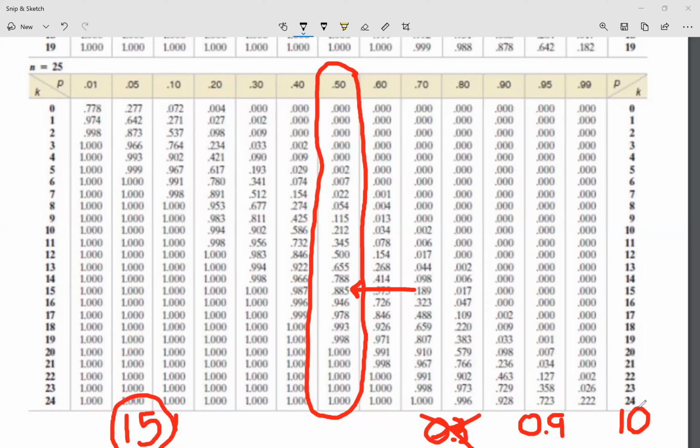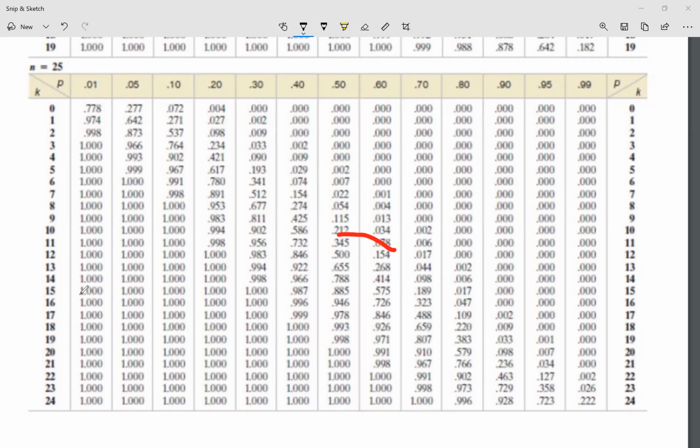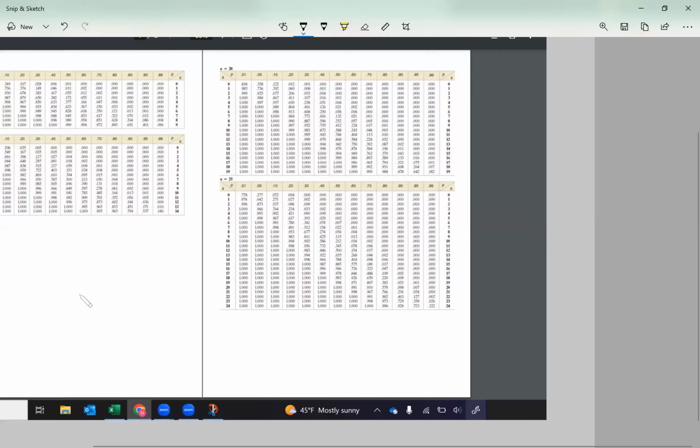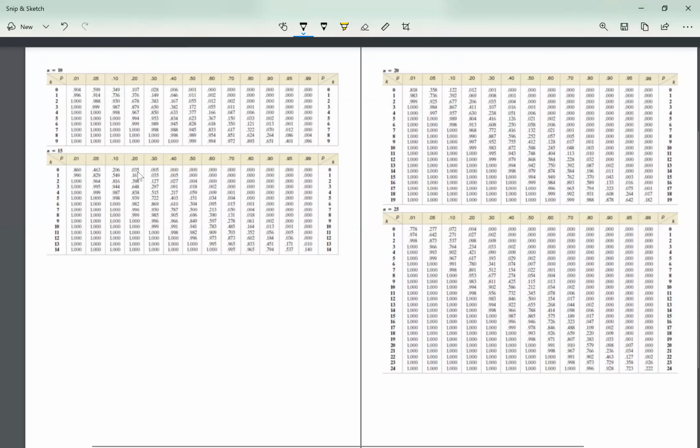Now, if I give you 20 questions, then don't use the chart that says n equals 25. Use the chart that says n equals 20. Okay, now let's see. I gave you 4 charts when n equals 10, n equals 15, n equals 20, and n equals 25. If you still struggle on how to read this, how to do your homework, make sure you contact me, okay?